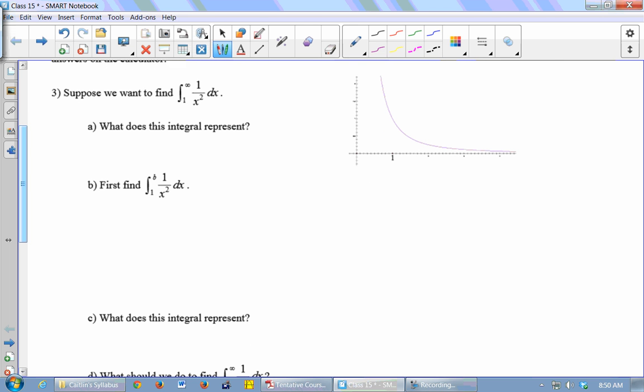So let's say, still dealing with the same function, 1 over x squared, but I just want to find the area under that curve from 1 to infinity. So just draw a line at 1, and I want all of this area under that curve forever. Okay. So how much area is there?